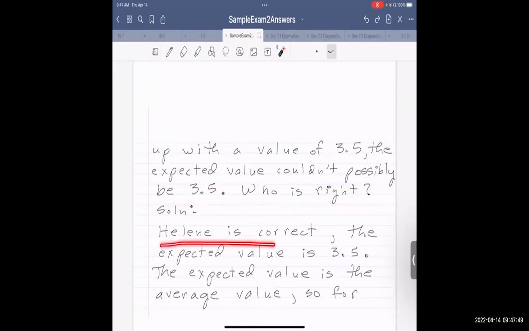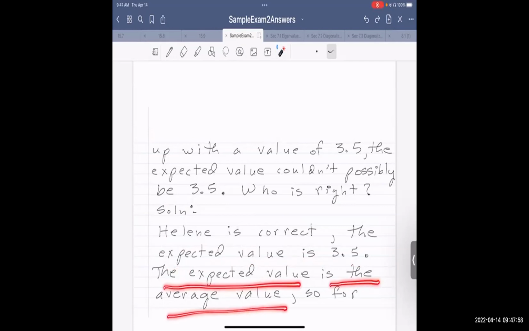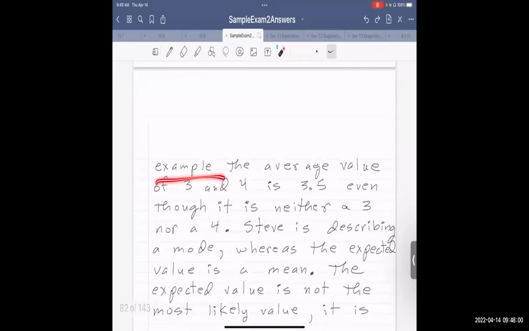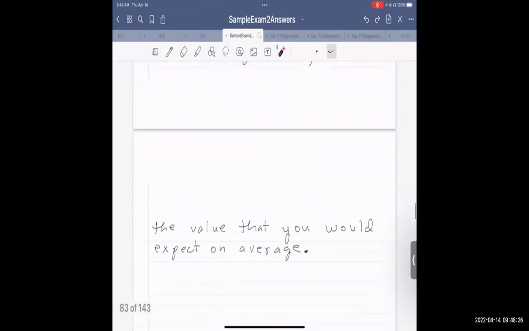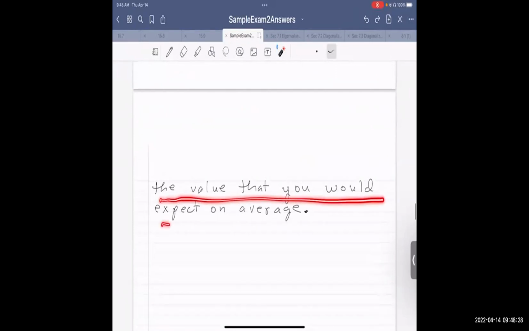So, well, Helene is correct. The expected value is 3.5. The expected value is the average value. So for example, the average value of 3 and 4 is 3.5, even though it is neither a 3 nor a 4. Steve was describing a mode, whereas the expected value is a mean. The expected value is not the most likely value. It is the value that you would expect on average.